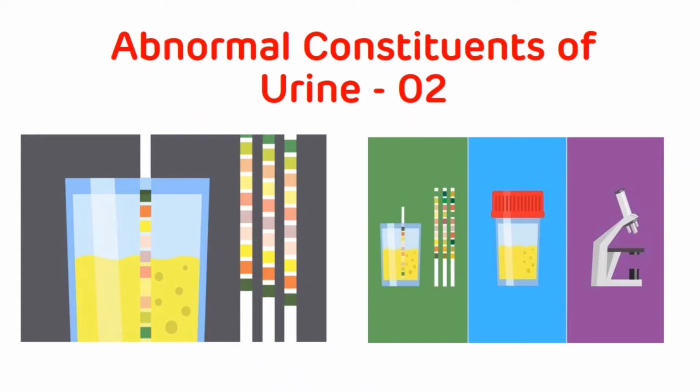Hello everyone. In the previous video we have seen analysis of abnormal urine part 1, in which we have done discussion of tests related to the carbohydrates, protein and blood.